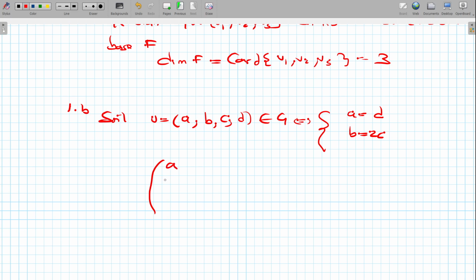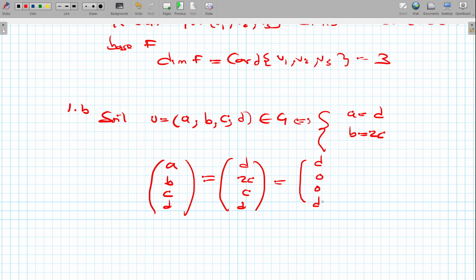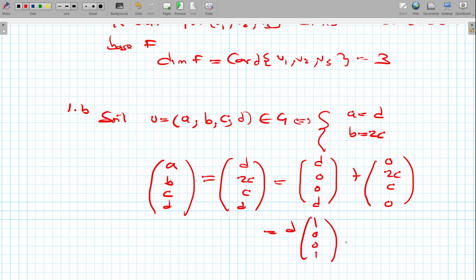Now this means that this vector that has components A, B, C, and D is going to be, so A is equal to D, so you put D here. B is equal to 2C, you put 2C. Then C, and then D, like so. And then you take C equal to 0, so here you have D, 0, 0, D. And then you take D equal to 0, so you have 0, 2C, C, 0, like so. Here you can factor out the D, so you get 1, 0, 0, 1, and then plus, you factor out the C, you get 0, 2, 1, 0.